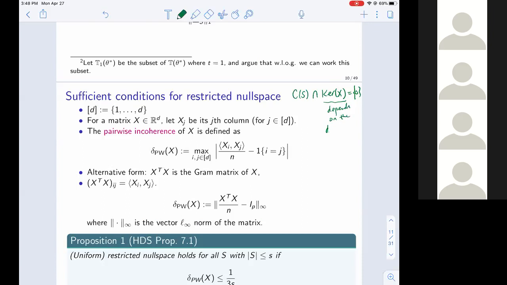And so that's basically what we need. We need conditions on X such that this is satisfied. And we usually care about this being satisfied for all subsets of a given size, as the null space property is.